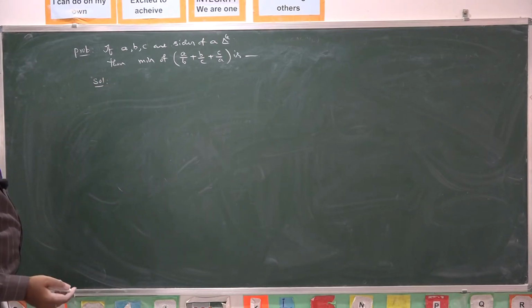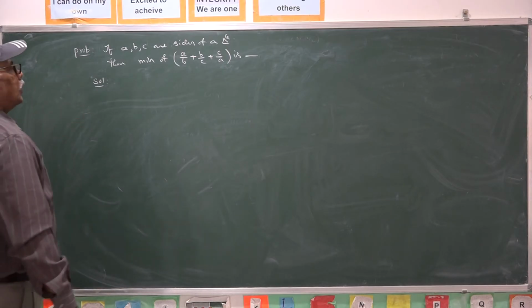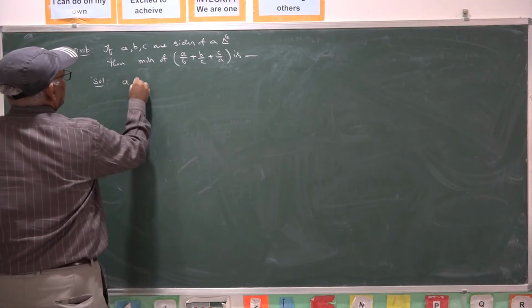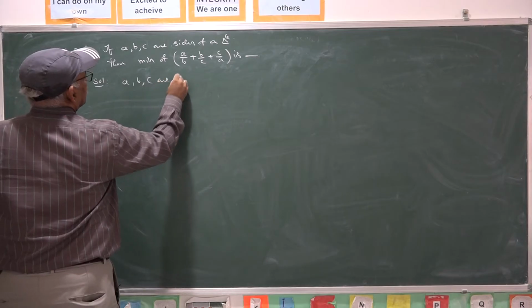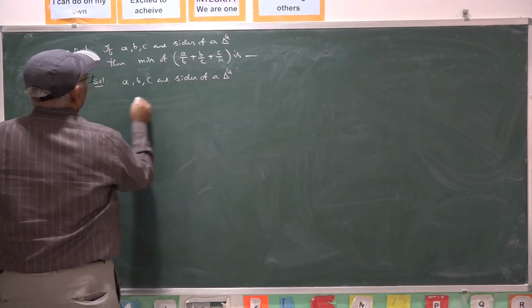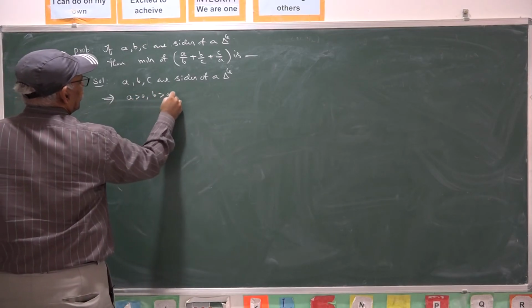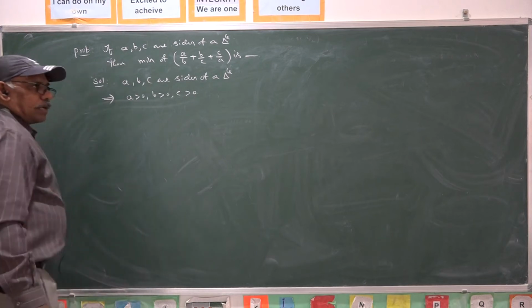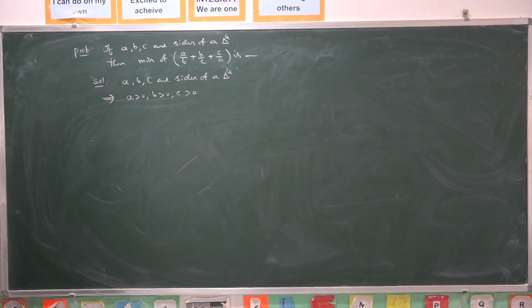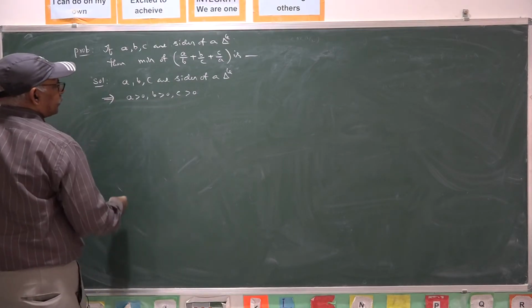Arithmetic mean is greater than or equal to geometric mean for 3 terms. A, B, C are sides of a triangle. That implies A positive, B positive, C positive. Once they are the sides of the triangle, they cannot be negative or zeros. So certainly they are positive.